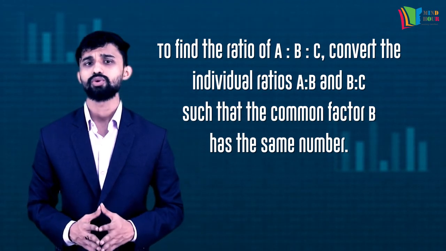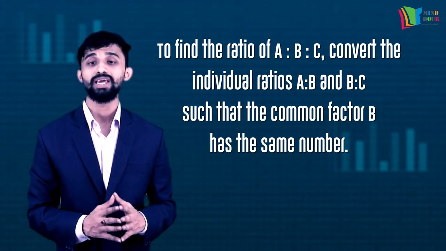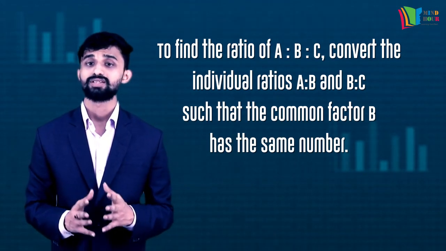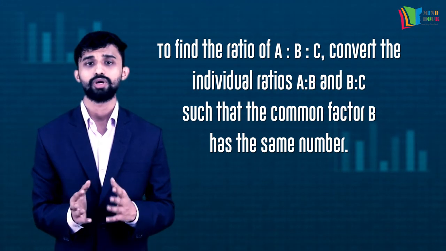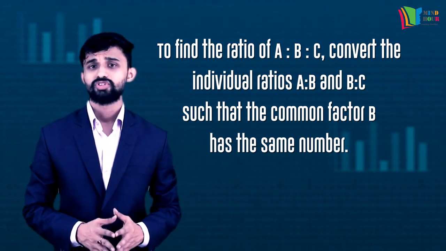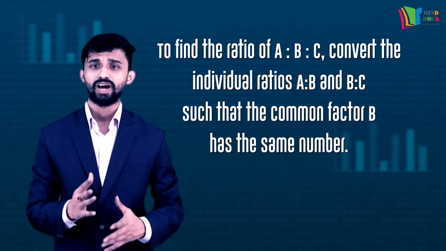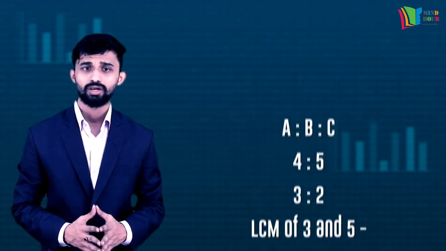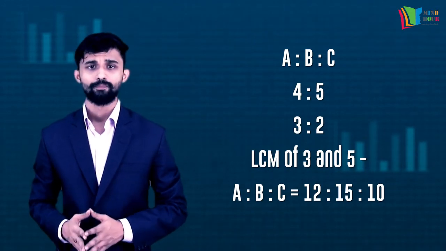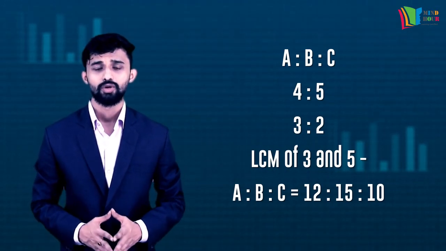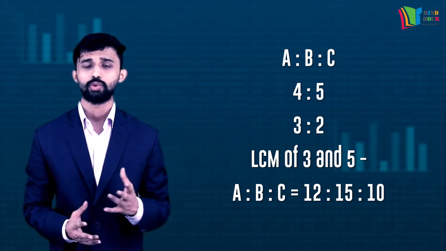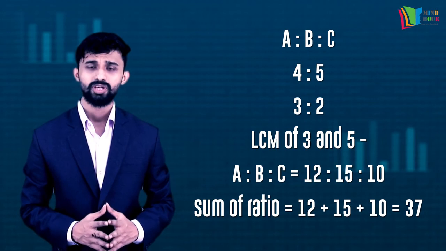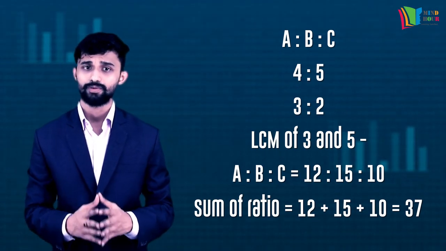To convert these two ratios into a proportional relationship between A, B and C, we simply have to change the two ratios such that the same number represents B in both the ratios. To do that, we find the LCM of 5 and 3, which are the representations of B in the two given ratios, 4:5 and 3:2. Taking the LCM of 3 and 5, we get A is to B is to C as 12 is to 15 is to 10. The sum of the ratio will be 12 plus 15 plus 10, which is 37.